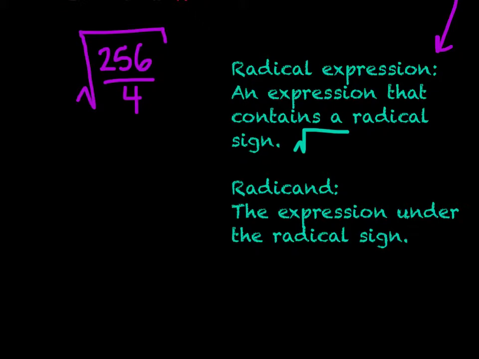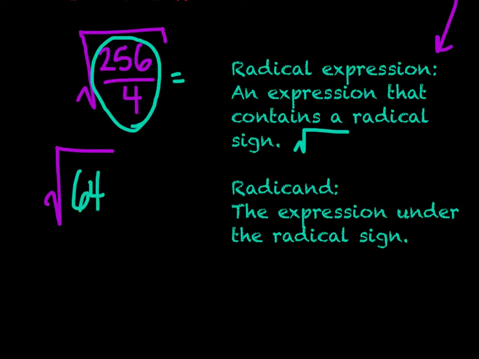Let's actually do a little math. Let's try our hand at simplifying. If I look at this 256 divided by 4, I know I can do a little bit of math there. 256 divided by 4 gives me the square root of 64. Square root of 64 is simply 8.